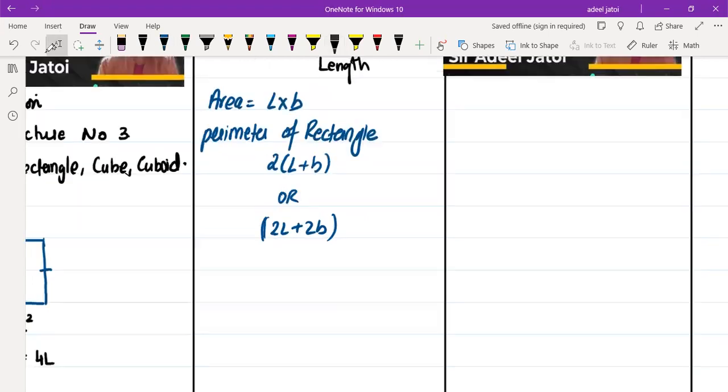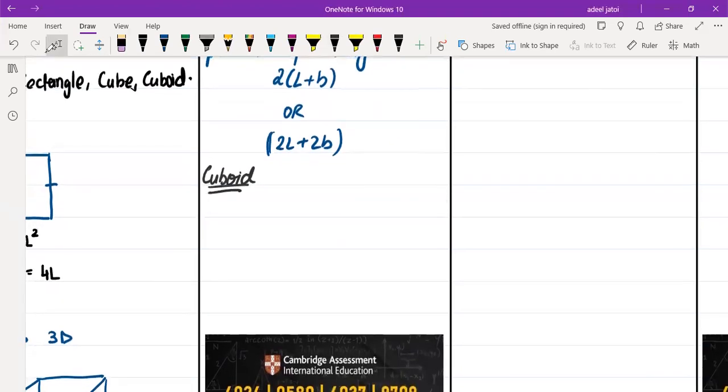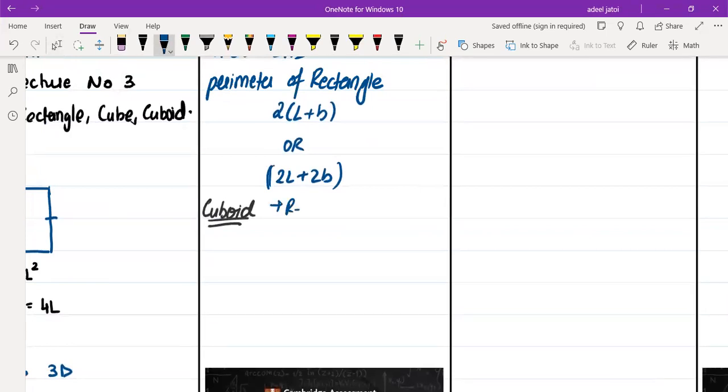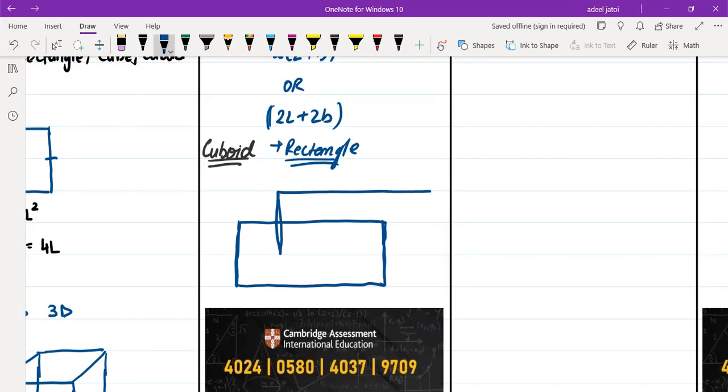Now, you need to understand that a rectangle is a 2D figure. Now we have a cuboid as well. Cuboid is the family member of what? Rectangle. So you need to understand this. The difference between a cube and a rectangle is that a cube has all the same sides, but a rectangle has two sides which are the same, whereas two sides are different.